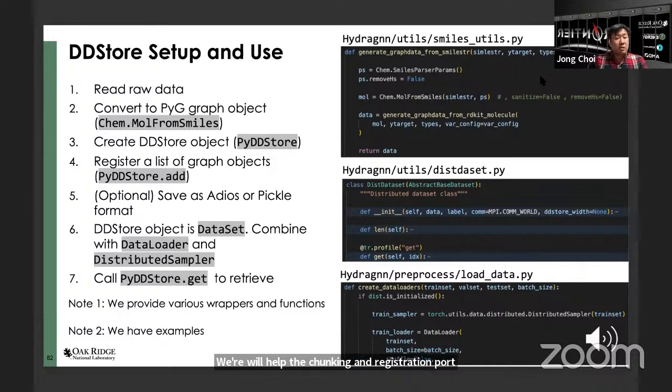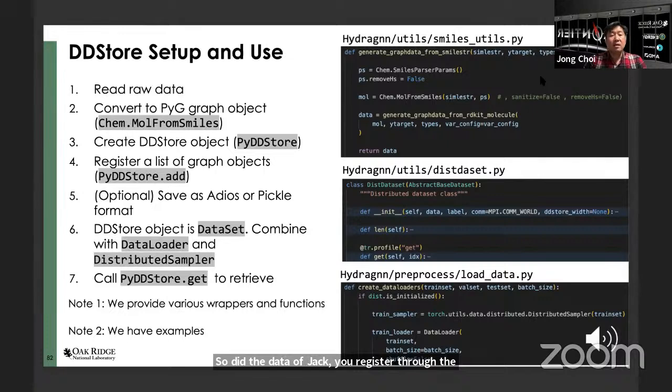And then after you're done with the distribution, you can save your pre-processed data into Adios or Pickle format. This is optional, but we highly recommend it, since in many cases you have to rerun your cases. Save your pre-processed data for repeated use cases. So now you have your data and you register your data in the DD store. DD store acts as a data set. If you are familiar with the PyTorch environment, the data related classes in PyTorch are data set and data loader. So the data object you register through the DD store acts as a data set.